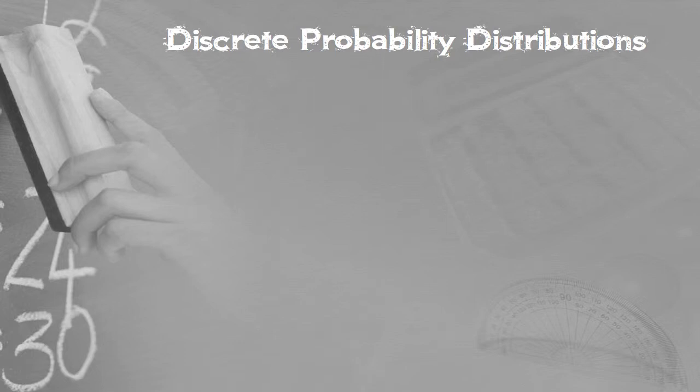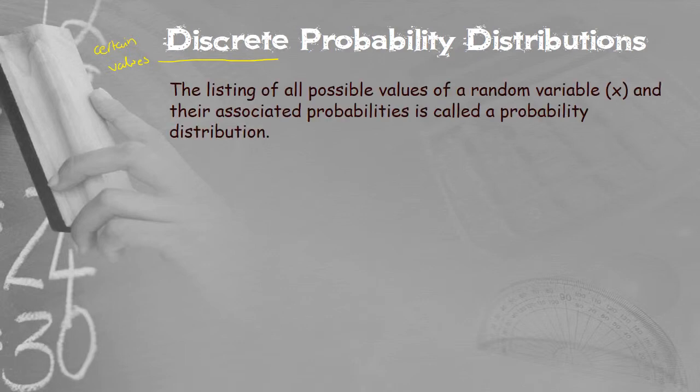When we have a discrete probability distribution, remember, discrete means only certain values are allowed, not all possible ones. Our probability distribution is a way of representing this. It is a listing of all possible values of a particular random variable that we're considering and their associated probabilities.